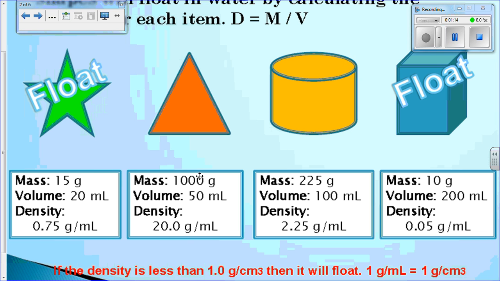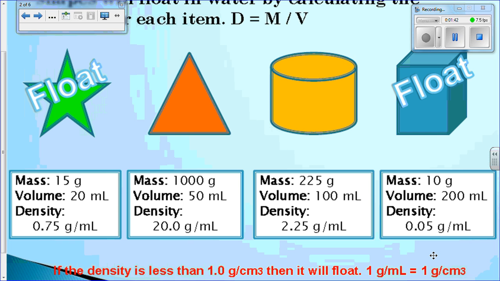In this one, 1,000 divided by 50 gives us an answer of 20 grams per milliliter. Since that is more than 1 gram per milliliter, it would sink. 225 divided by 100 gives us 2.25 grams per milliliter. And since that is more than 1, it would sink.